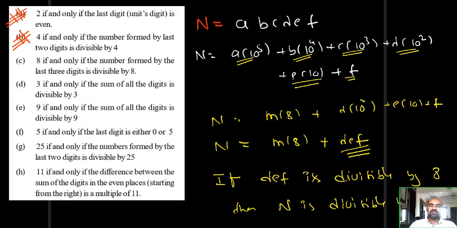Understood? What is the meaning of that? In a given number, if the number formed by the last 3 digits is divisible by 8, the total number is divisible by 8. This is the proof for theorem number C.